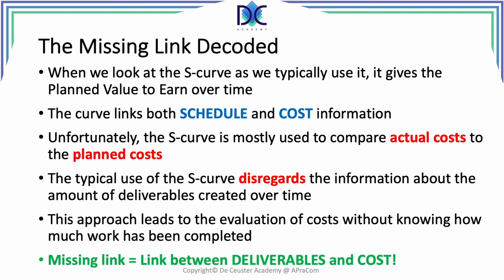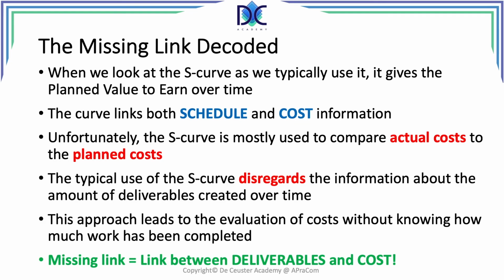Now, what is that missing link? Like I said, our original curve links schedule and cost information. But typically, when we are comparing the actual cost, we compare them with the planned cost. And doing this, in this way of utilizing the S-curve, we disregard the information about the amount of deliverables created over time. We lead our people in the wrong direction.